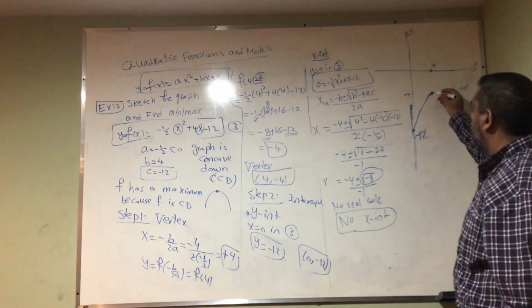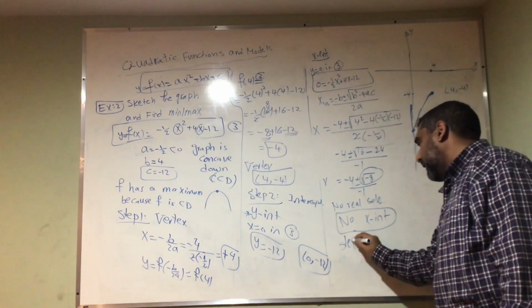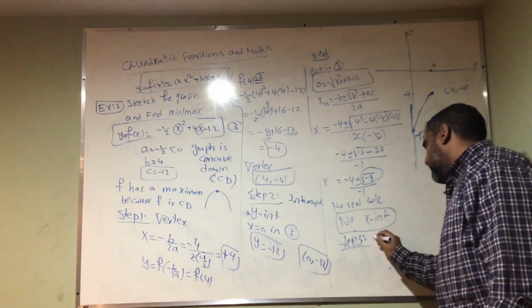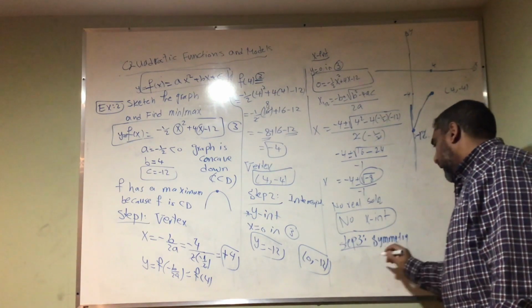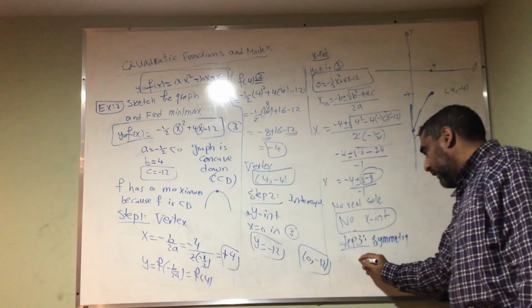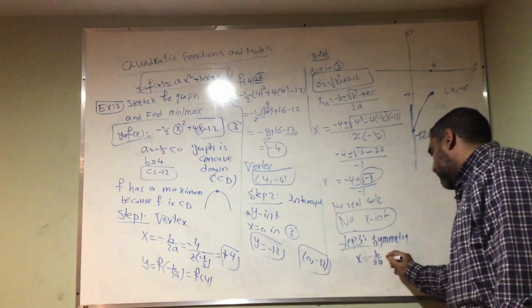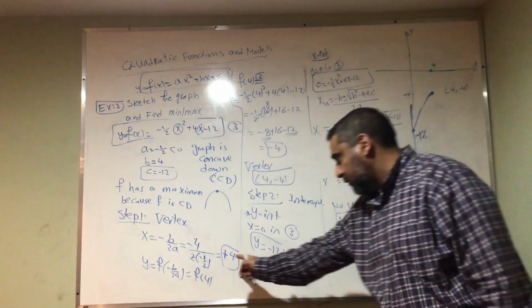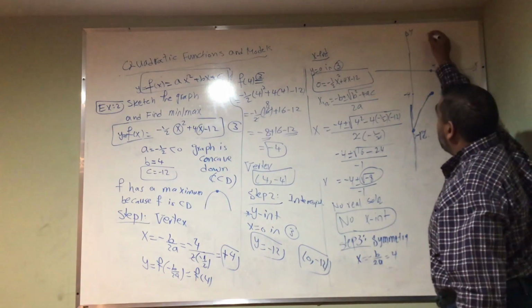So now, I forgot about symmetry. Step number 3 means you have symmetry. What is symmetry here? Again, symmetry means you have a mirror around x equals minus b over 2a. What is minus b over 2a? We figured out here that minus b over 2a is equal to 4. So I have to come to x equals 4 here, guys.